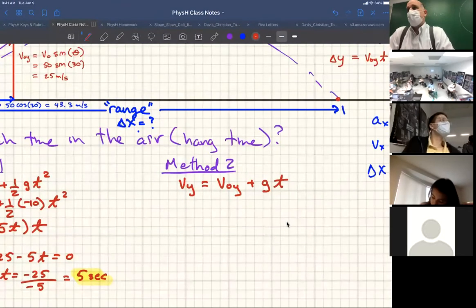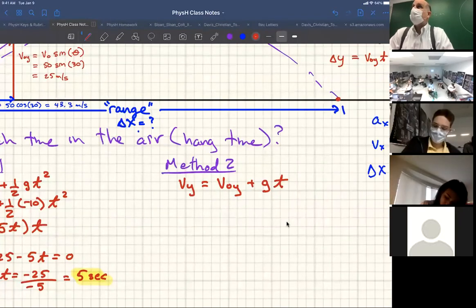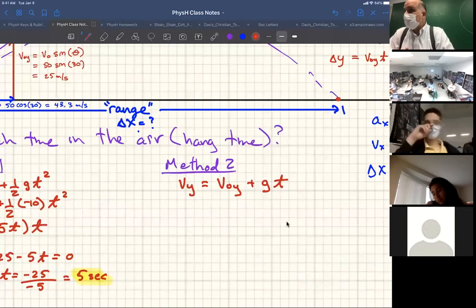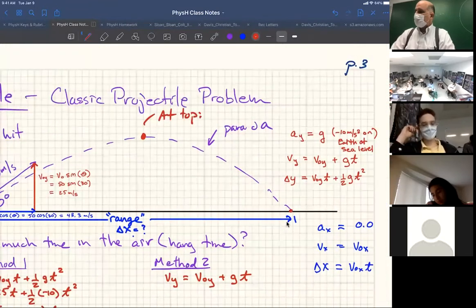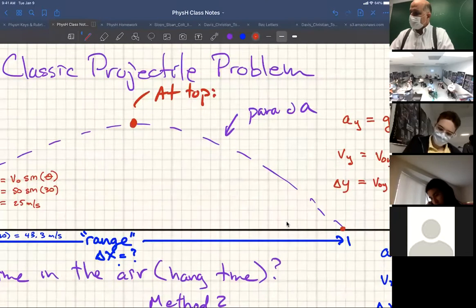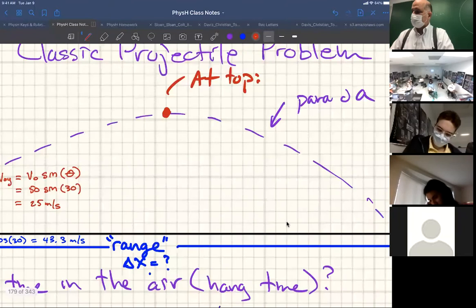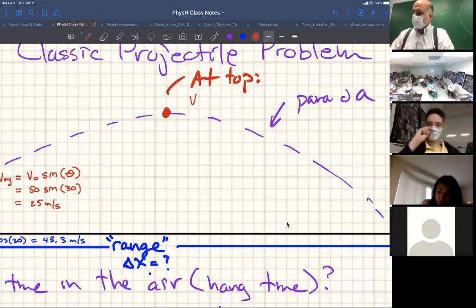How would we use that? Yeah, exactly right. So there is something that we know about projectiles. At the very top of the motion, right here, at its maximum height, the v in the y direction is equal to 0.